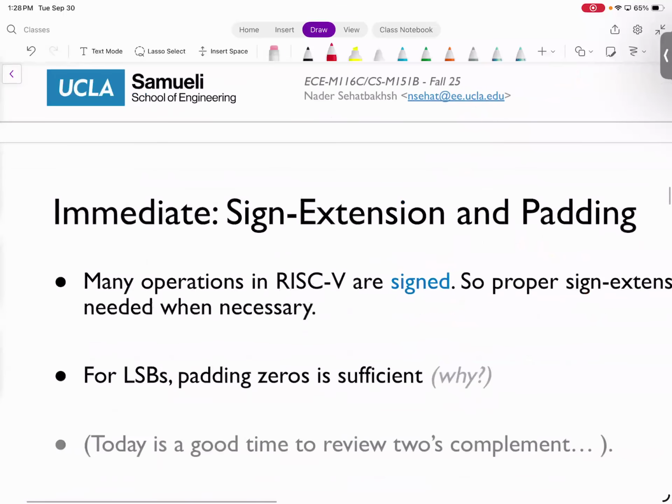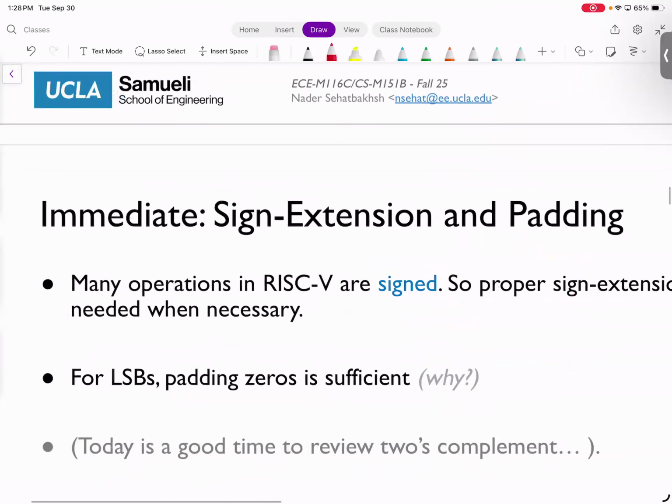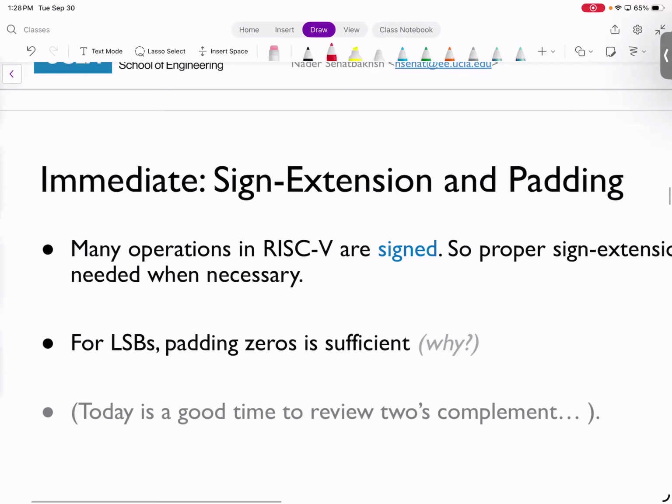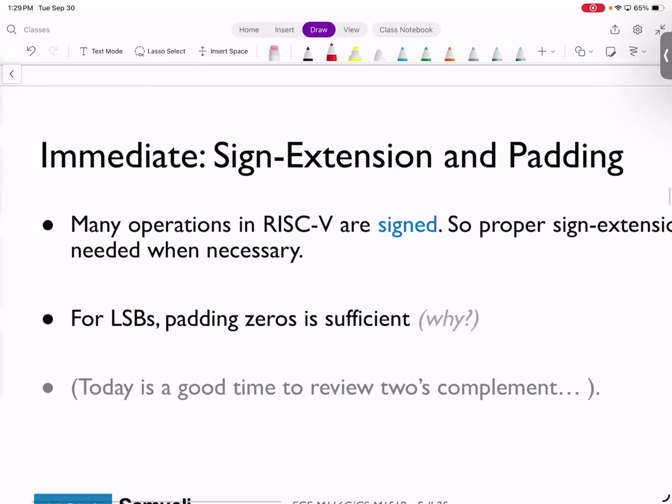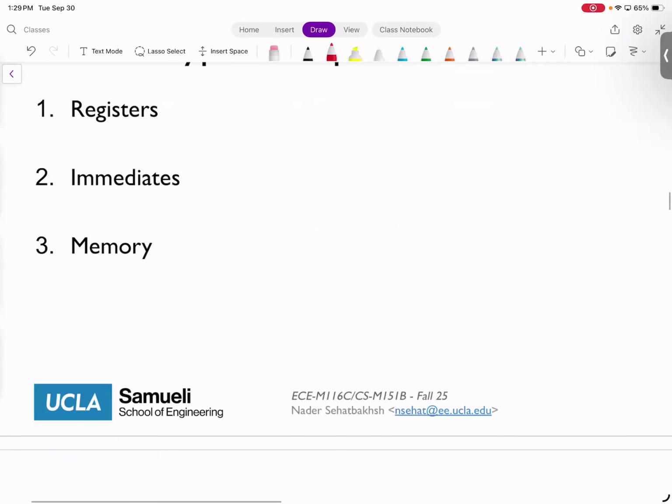There's this thing called 2's complement, where you pad the number and make sure that the most significant bits are properly sign extended. Again, for those of you who don't remember it, the book has a nice subsection about sign extension. The TA will also go over it. So please make sure that you understand sign extension because you're going to need it later in the course. Okay? Any questions here? Okay. All right, so that's that with immediates.